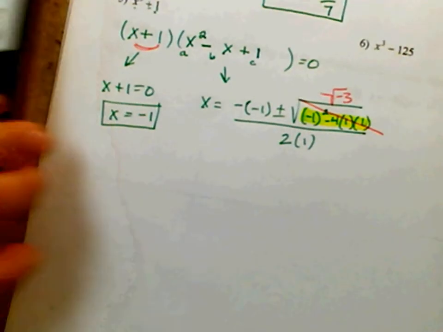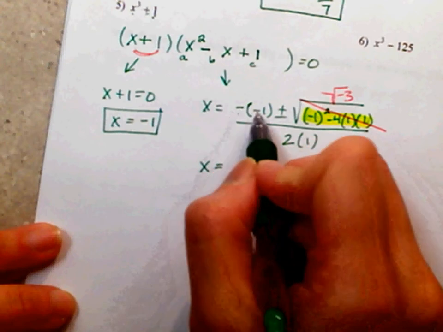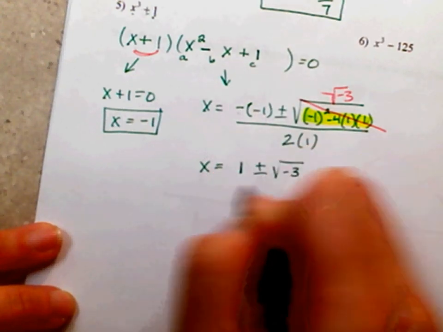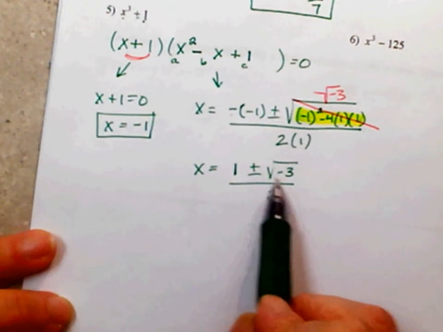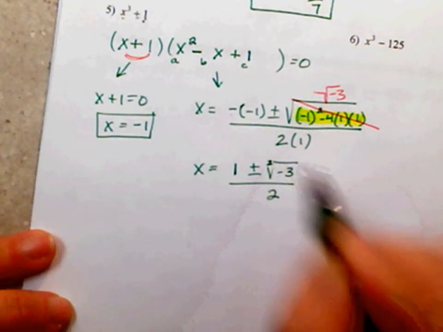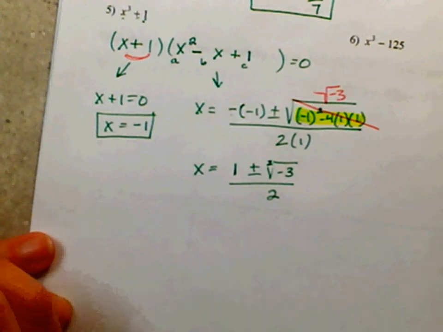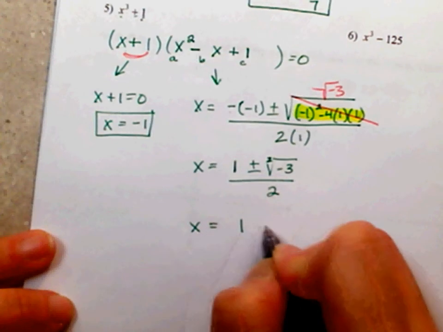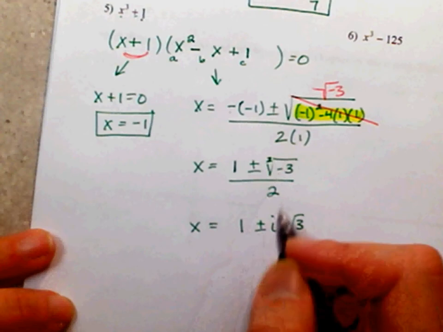Now, I'm going to rewrite this. X equals, negative times a negative is positive, plus or minus square root of negative 3 over 2. Do you see how you have a negative right there? You cannot have a negative underneath the radical. Notice this is a square root. Since it's a square root, a negative under the radical will come out as an i. So x is equal to 1 plus or minus i square root of 3, and that's how you get rid of the negative. All of that divided by 2.